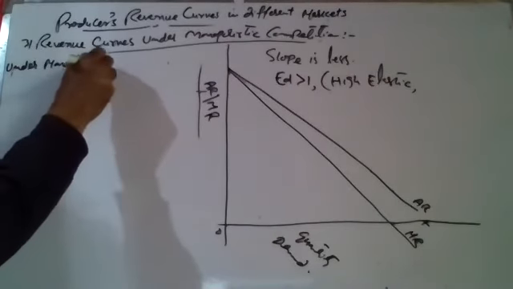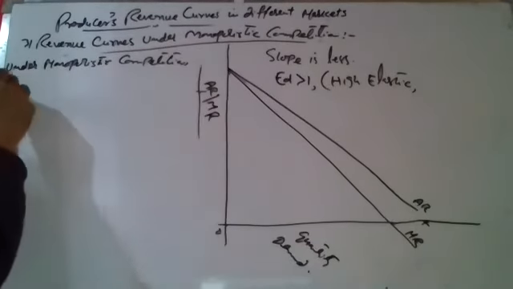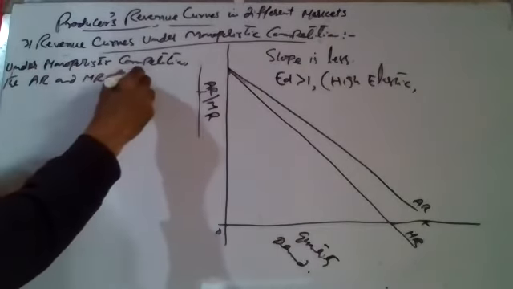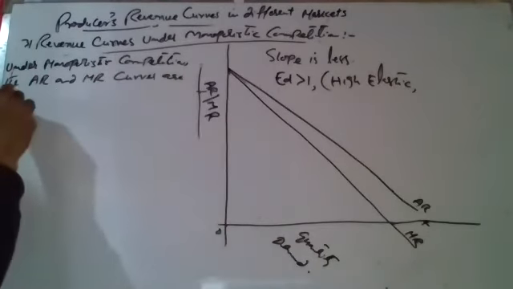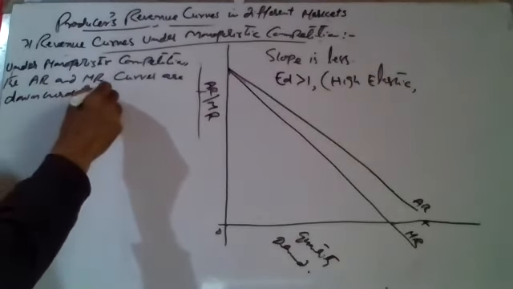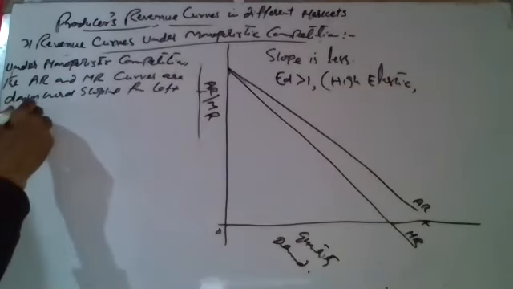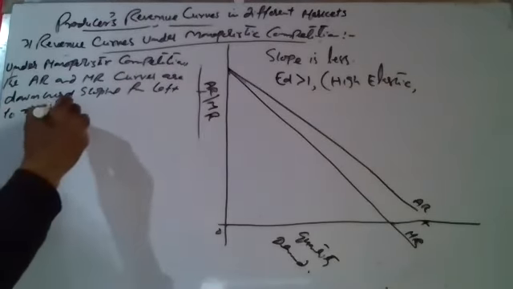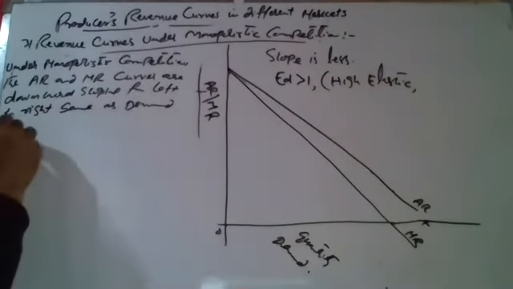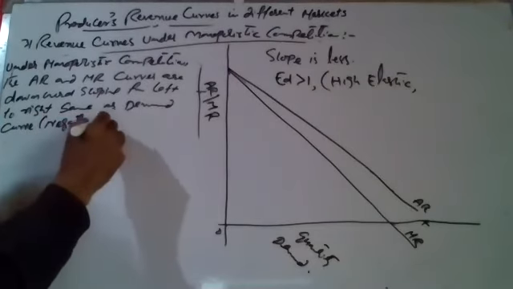So write this: under monopolistic competition, the average revenue and marginal revenue curves are downward sloping from left to right, like the demand curve, same as the demand curve. Or negative slope, negatively sloped.